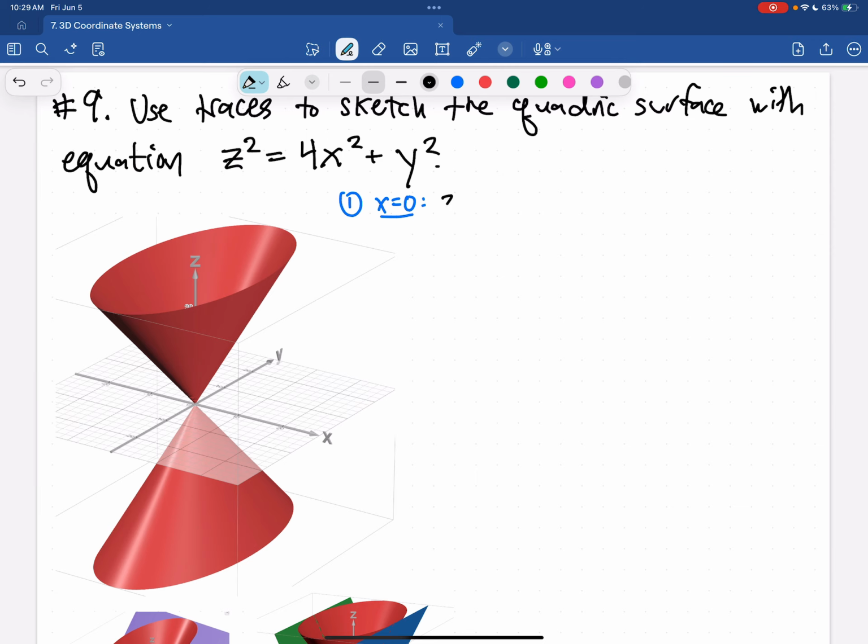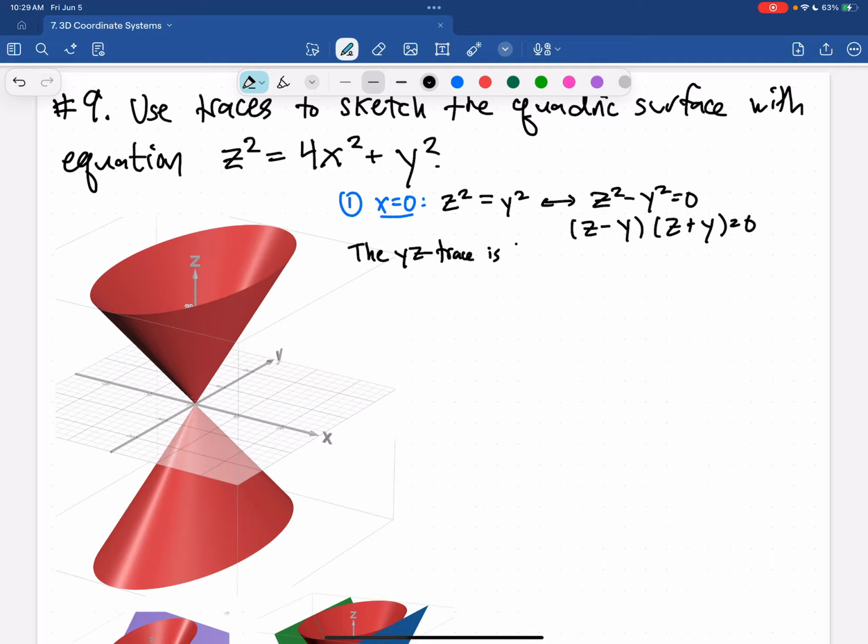Well, x is 0 gives us z squared is equal to y squared. This we're going to rewrite as z squared minus y squared is equal to 0, which we can then also rewrite as z minus y times z plus y is equal to 0. And so this tells us that the yz trace is in fact the two lines in the yz plane.